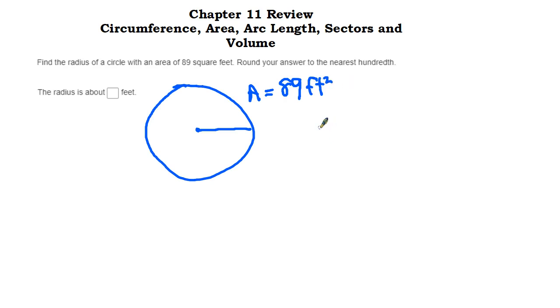And so one thing that we know about circles is that the area is going to be equal to pi r squared.